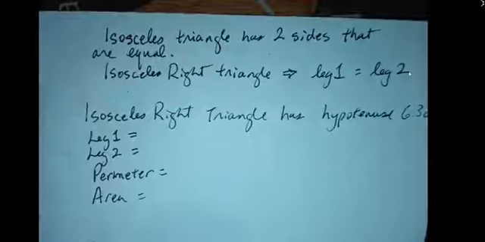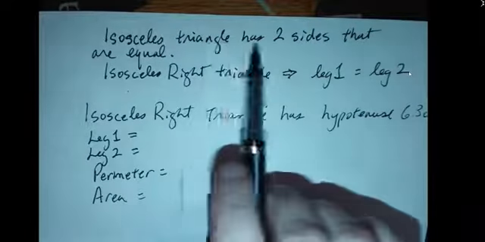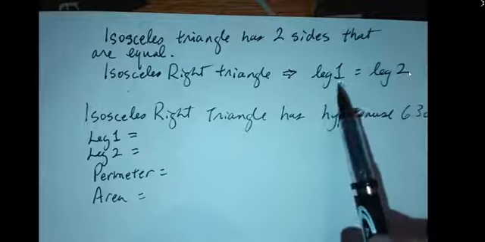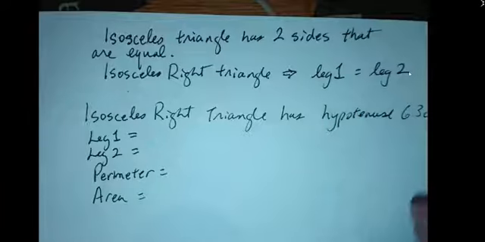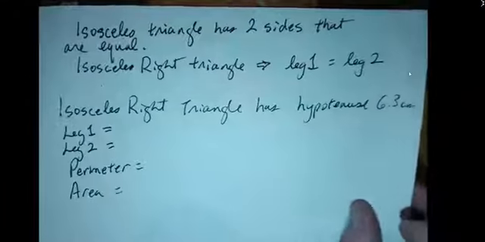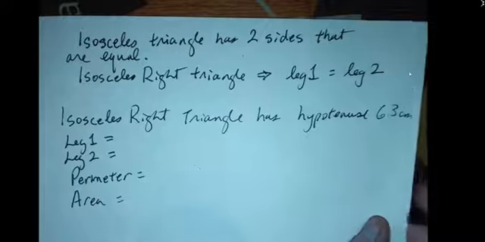Now, what if you have an isosceles triangle? Isosceles means that two of the sides of your triangle are equal. An equilateral triangle has all three sides equal, but an isosceles triangle has two sides that are equal. Now, if your isosceles triangle is also a right triangle, then the two sides that are equal have to be leg 1 and leg 2, because the hypotenuse is always the longer side. You never have a side equal to the hypotenuse.